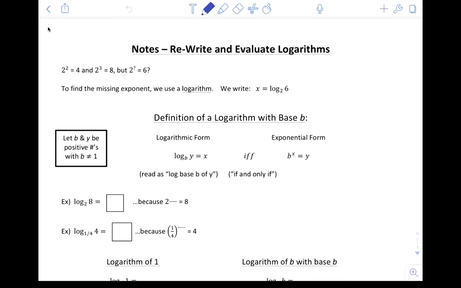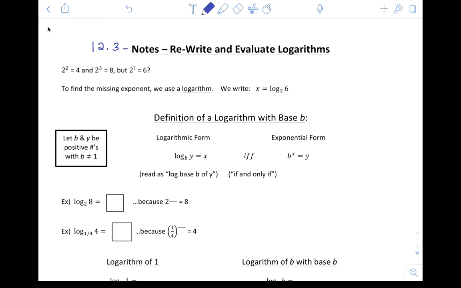Okay, this is 12.3 notes. We're going to rewrite and evaluate logarithms. This is like log basics. So this is where logarithms came from in the first place. I need you to know a couple things.